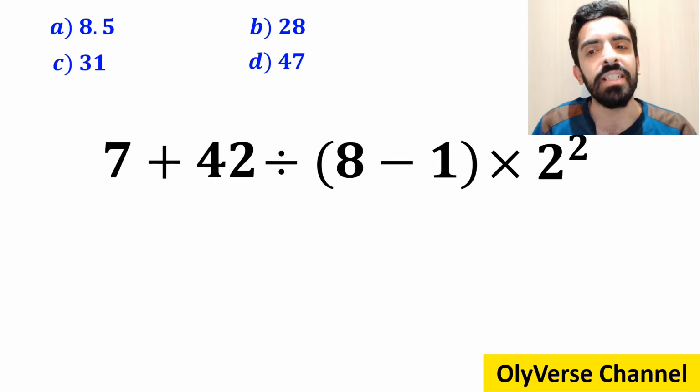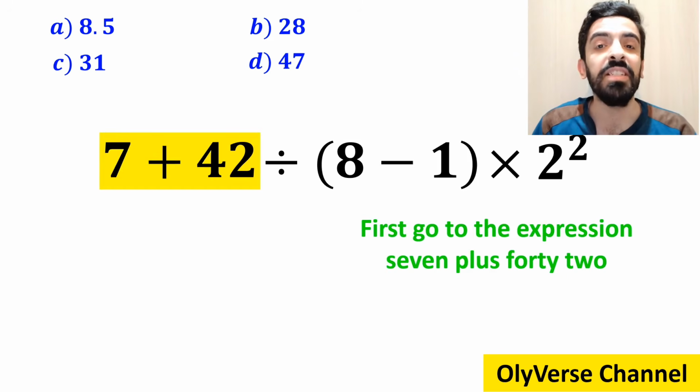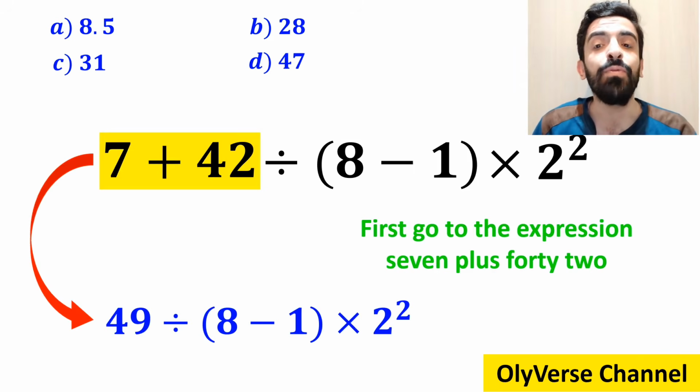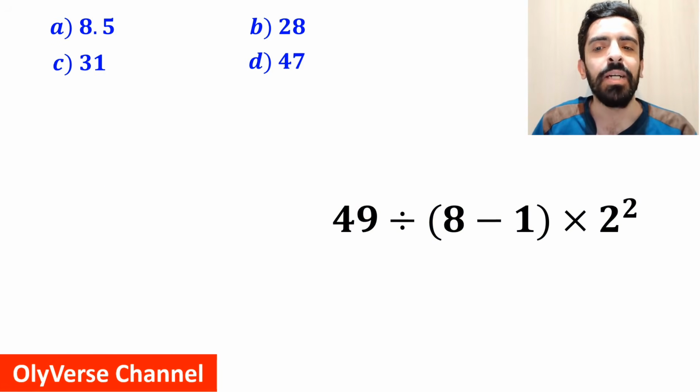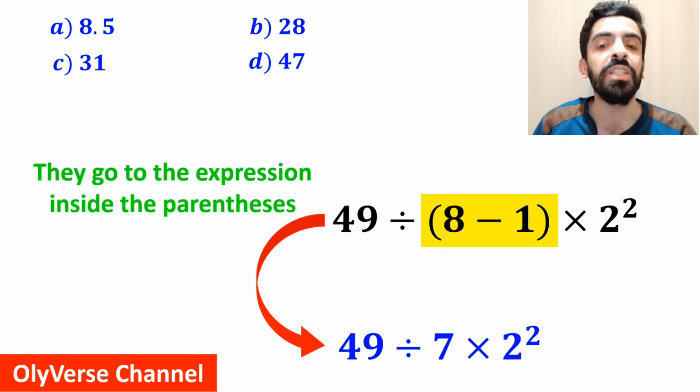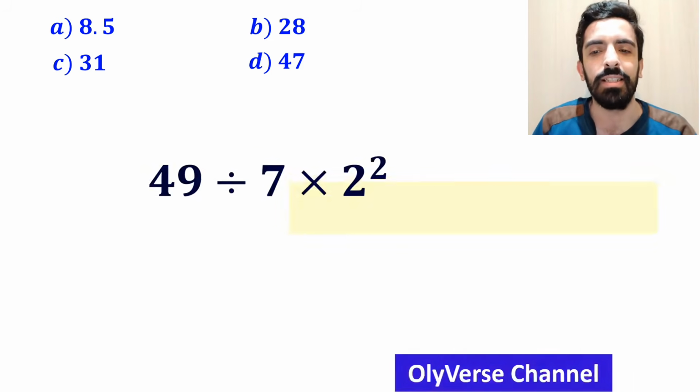Many people when solving this question first go to the expression 7 plus 42 and instead of this expression they write 49 divided by 8 minus 1 inside the parentheses and multiply by 2 squared. And the next step they go to the expression inside the parentheses and simplify this expression to 49 divided by 7 multiplied by 2 squared.